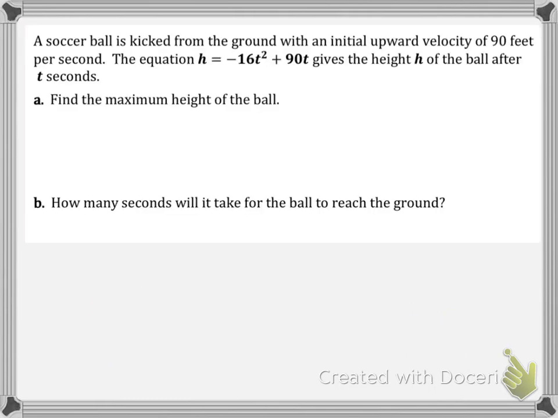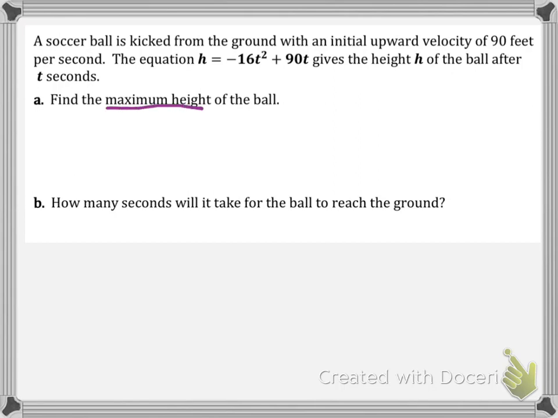A soccer ball is kicked from the ground with an initial upward velocity of 90 feet per second. The equation h equals -16t squared plus 90t gives the height h of the ball after t seconds. First part, I want to find the maximum height of the ball. Okay, so the maximum height, remember, is the vertex.